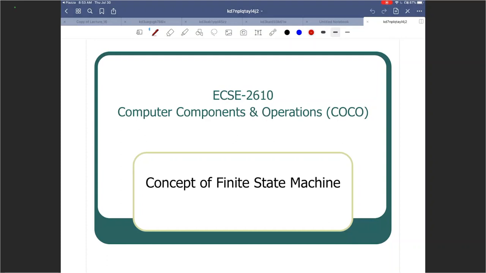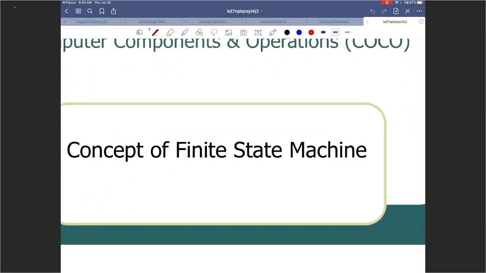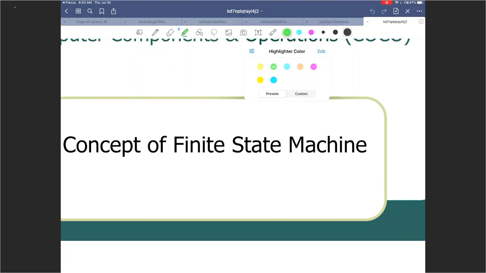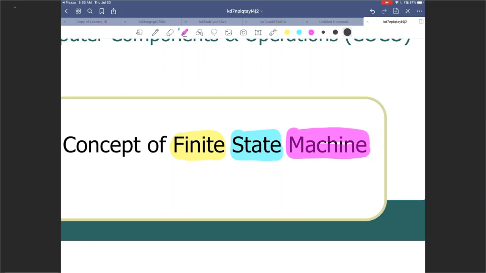Okay, so let's see here. Let's talk about why the name finite state machine. What does that mean? Highlight each word. Why use the word finite? Why use the word state? And why use the word machine? What is the significance of using those three words? Well, it's called finite because there are a finite number of states.